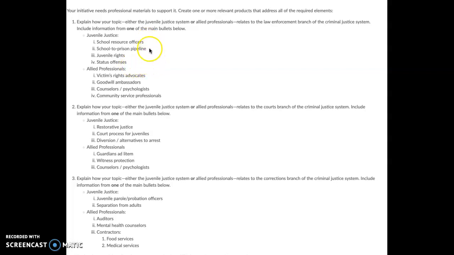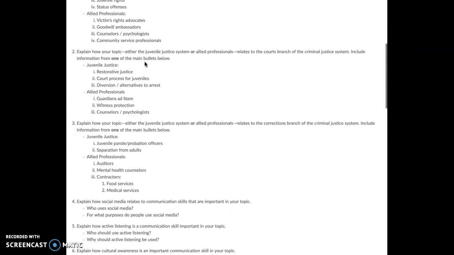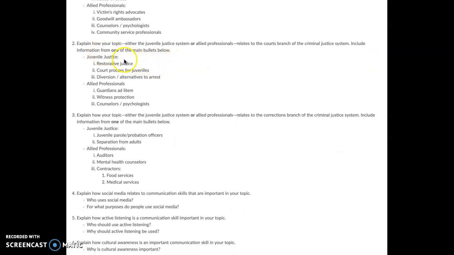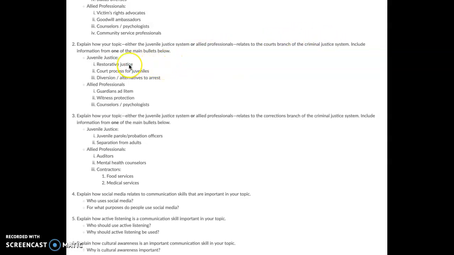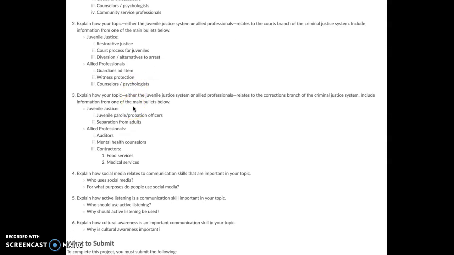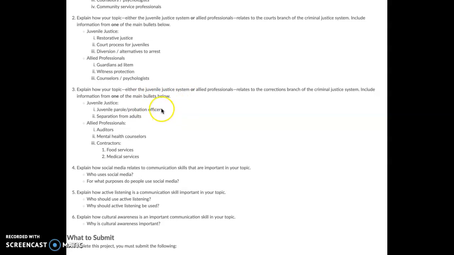So the odds are you only addressed one of the components. What you needed to do was address each of these components. The same way for number 2. And again, if you selected juvenile justice, and now we're going to be discussing in the context of the courts branch, you need to discuss restorative justice, court process for juveniles, diversion, and alternatives to arrest. And the same with number 3. So again, if you selected juvenile justice, you would need to discuss the two components here: juvenile probation and parole officers and separation from adults.